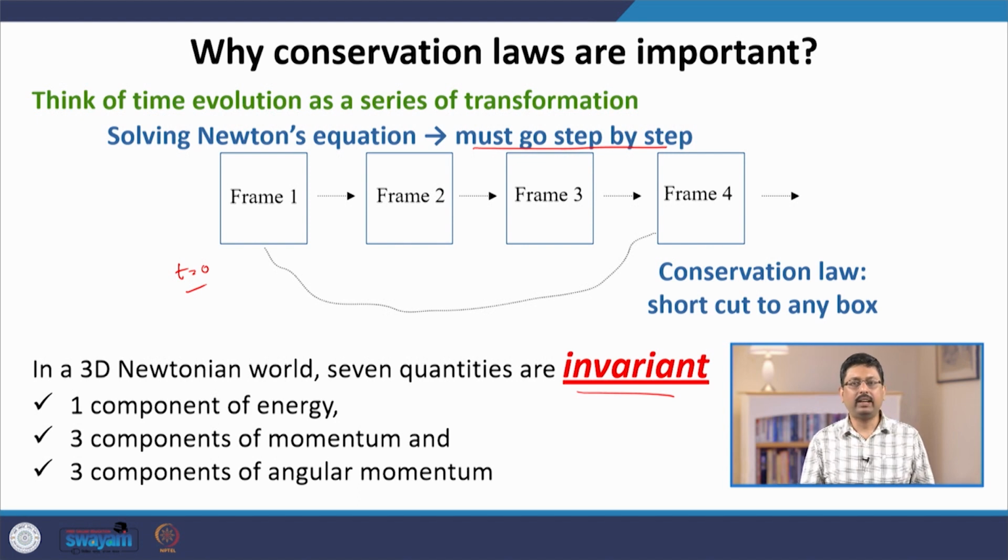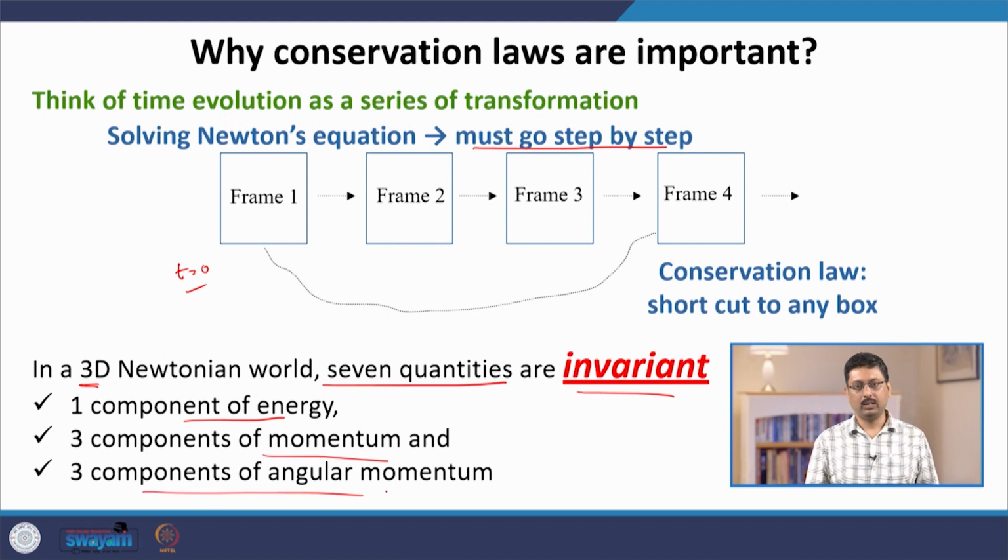It is an amazing fact that in Newtonian mechanics in 3D we discover there exist such quantities that do not change even though a lot of things are moving in a complicated way. And there are 7 quantities in 3 dimensions. So, 7 quantities means 7 numbers. The one number is the energy, 3 components of the momentum and 3 components of angular momentum. For each of them we have a conservation law.